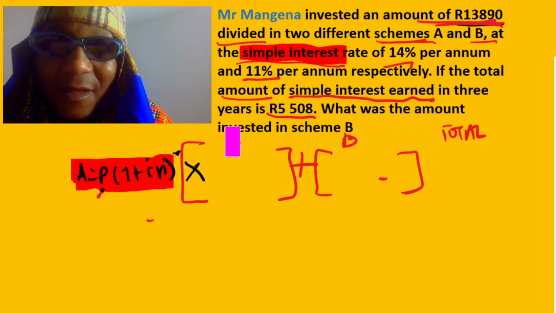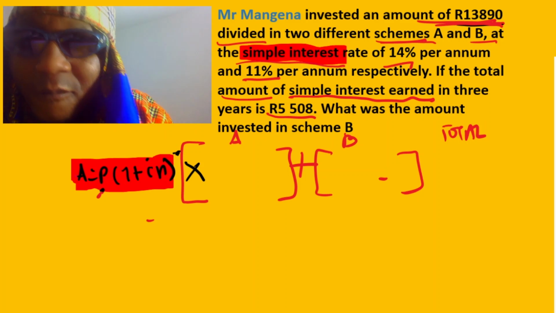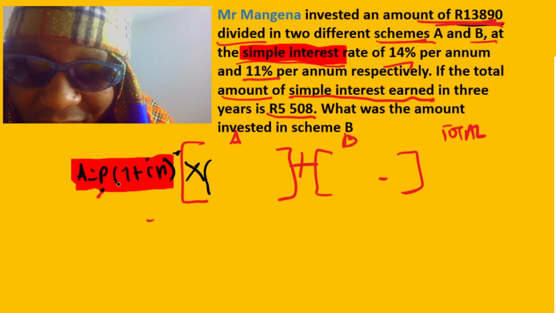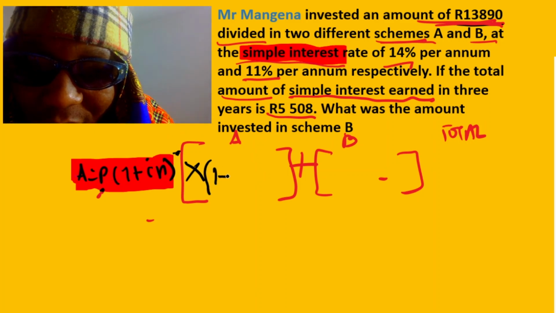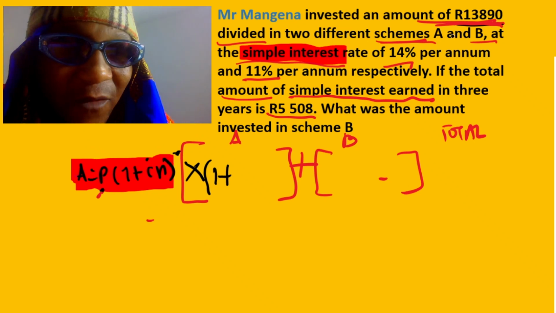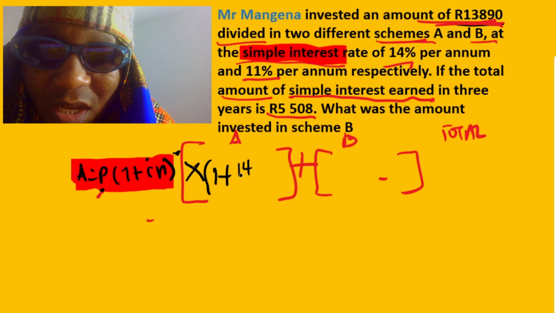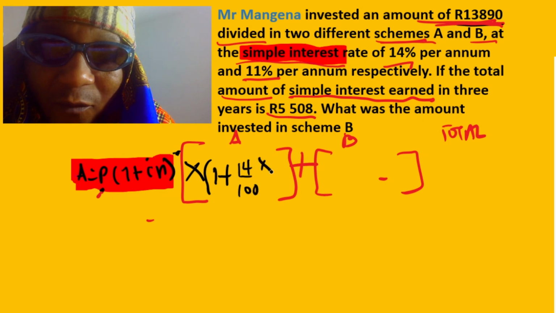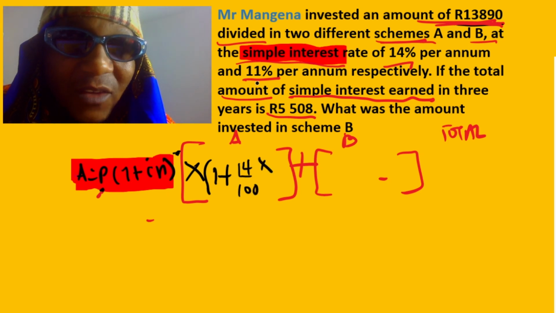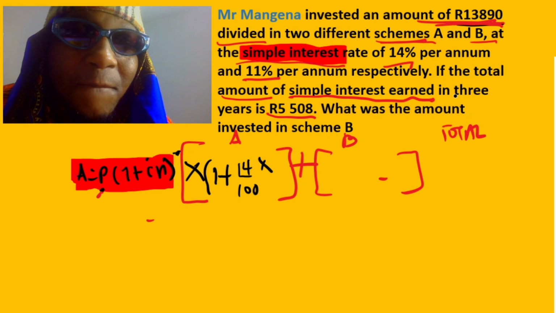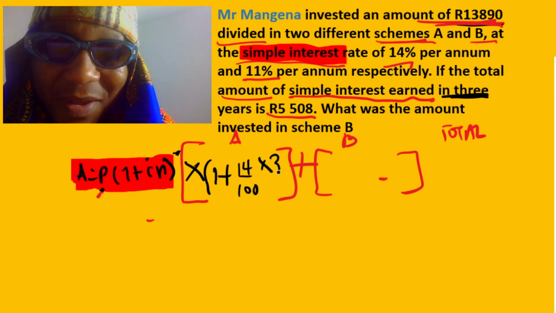So now we're going to write our bracket. 1 is just a 1, plus, what is the interest rate for the first one? The first interest rate equals 14%, so I'm going to say 14 over 100. For how long does he invest? 3 years, so we're going to multiply by 3.